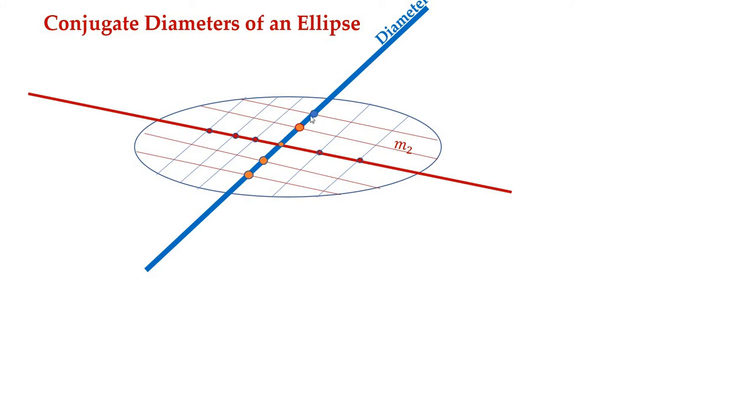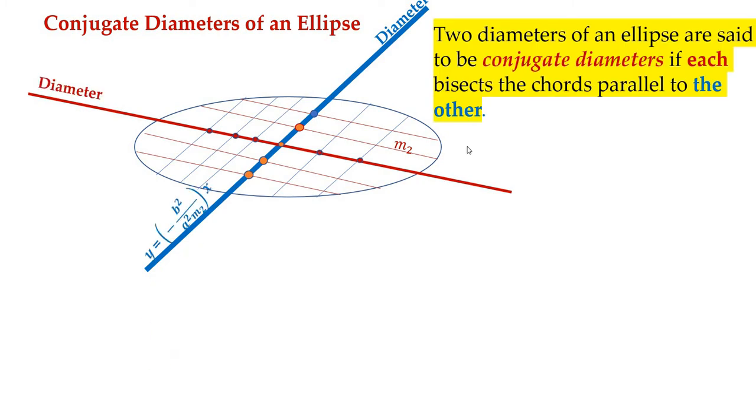So chords parallel to that are these blue color lines, and then this one bisects. So each bisects the chords parallel to the other. Now that is the definition: two diameters of an ellipse are said to be conjugate diameters if each bisects the chords parallel to the other.